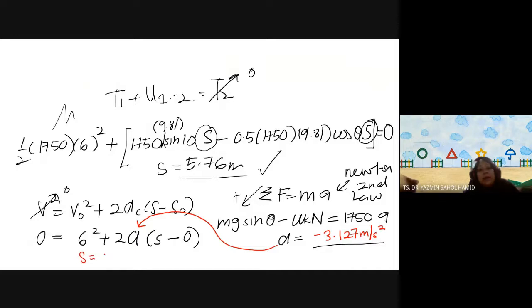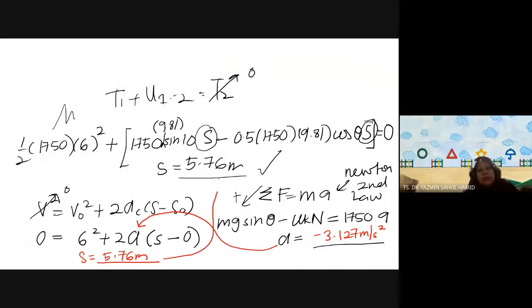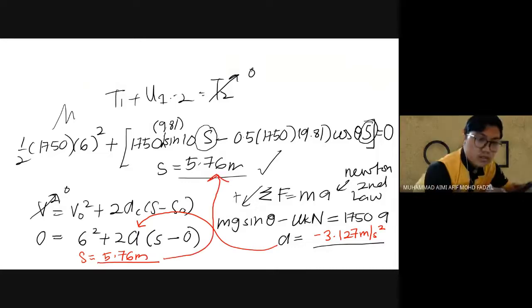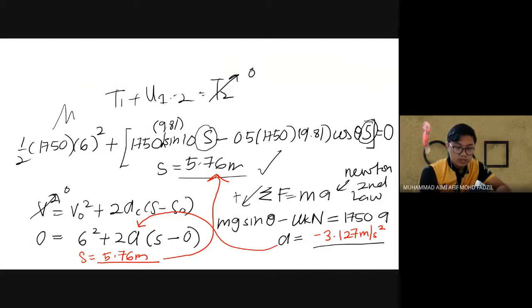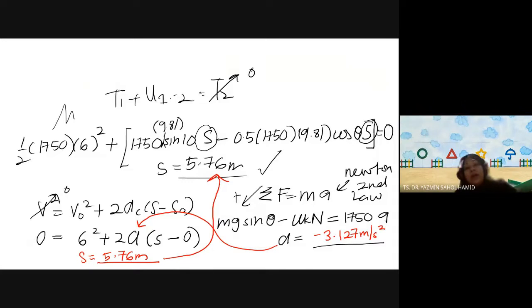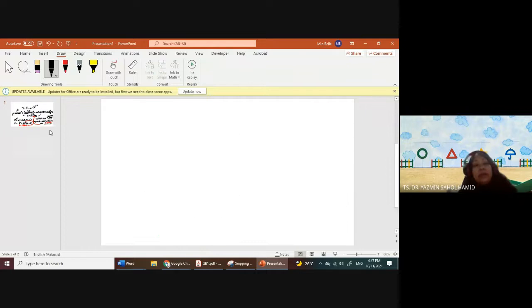Do you get the same? Same as 5.76? 6 squared. Do you get the same as this? You get it, right? Divide. Right. Okay, good. So basically, if they don't mention the method, you can use both methods to solve the same question.